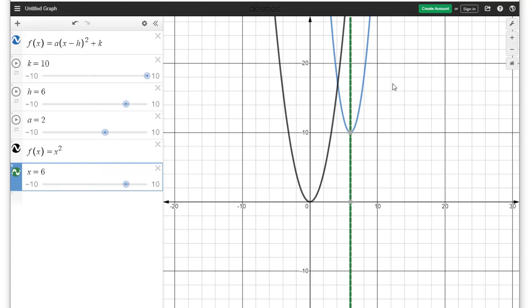And then finally, we want to know what the domain and range is for this function. The domain is all real numbers, also known as negative infinity to infinity. The range is from the lowest point upwards. So we will go from 10, and that's a bracketed 10 because you're including the minimum, to positive infinity with a parenthesis.